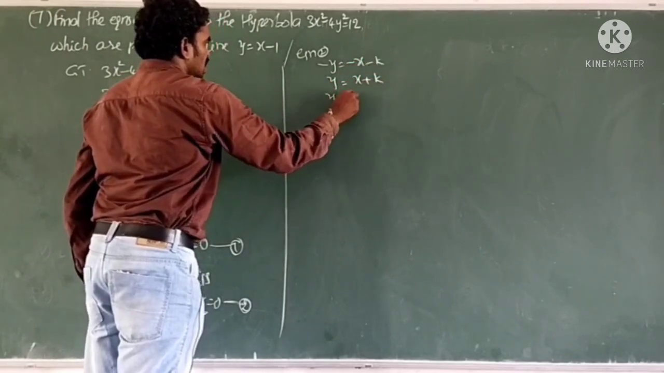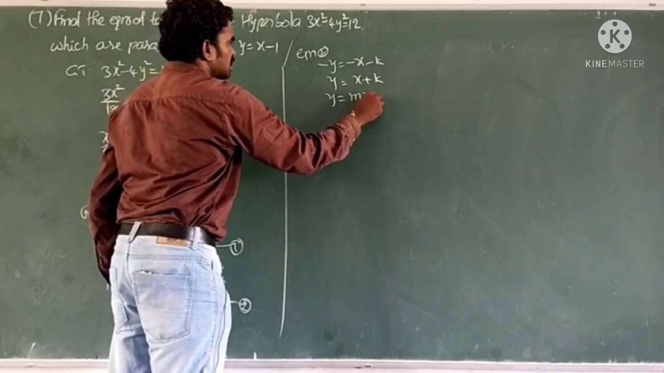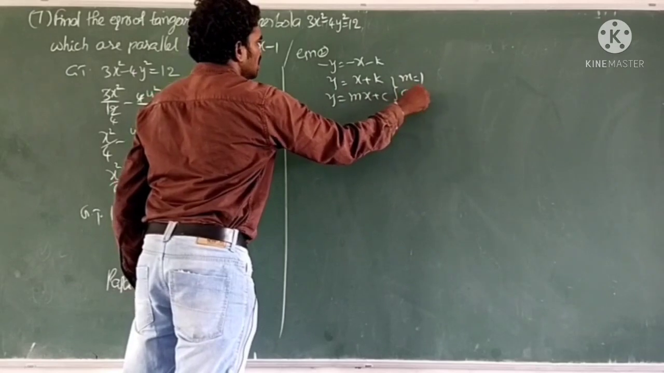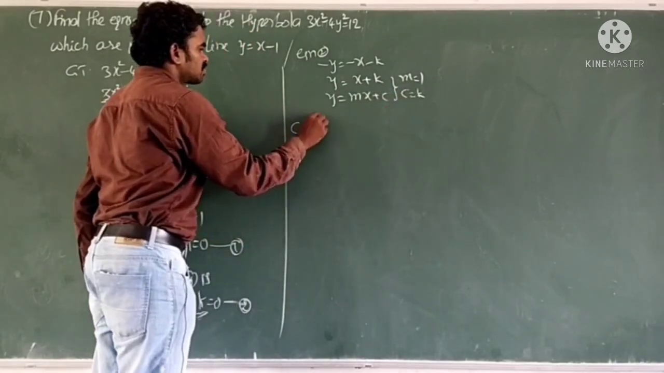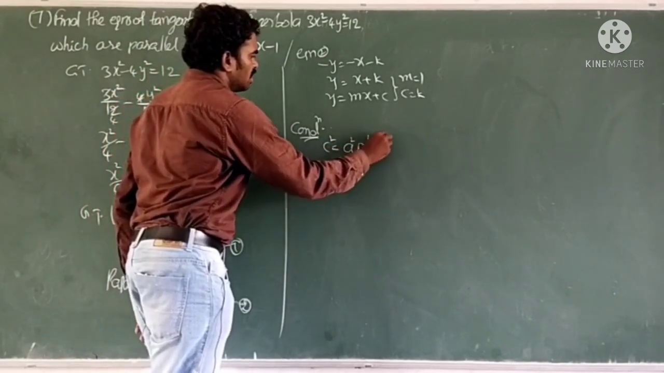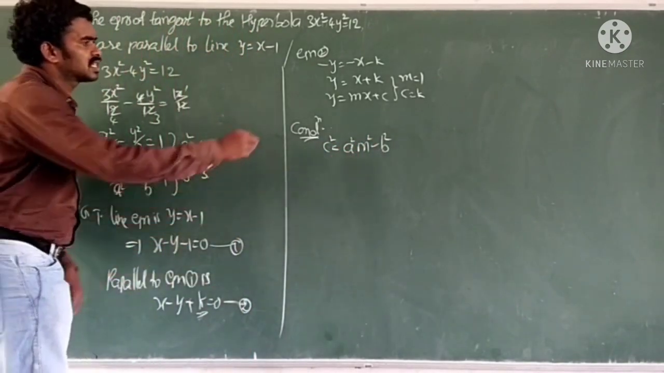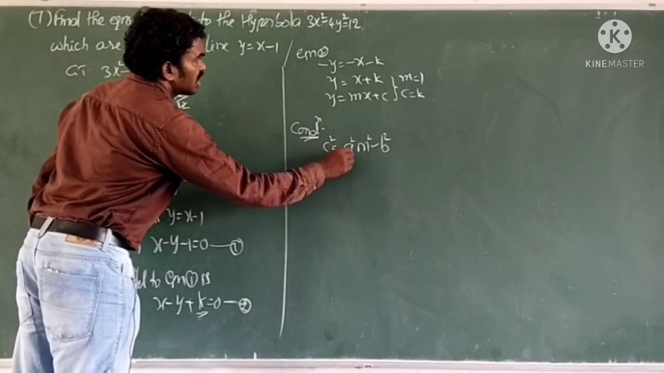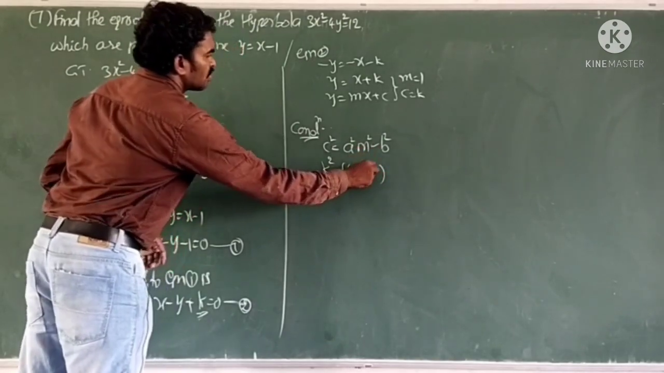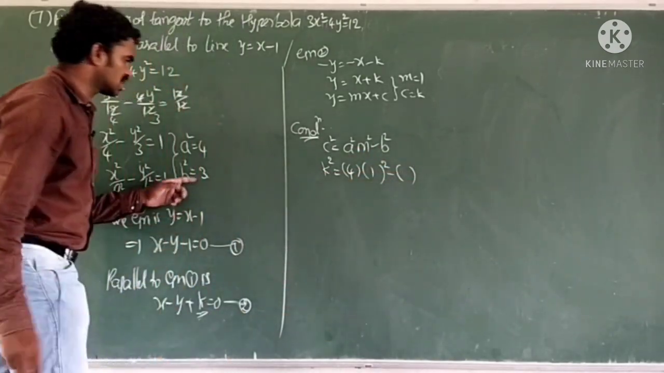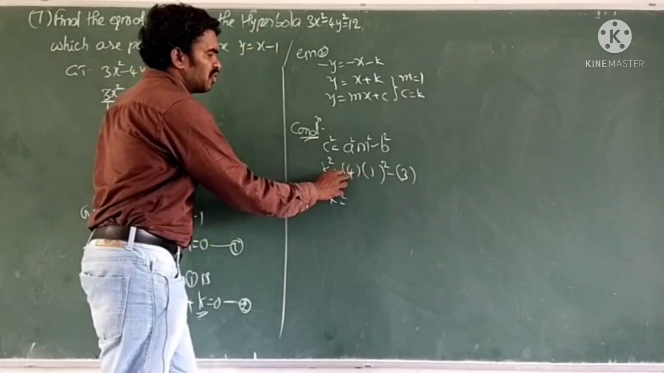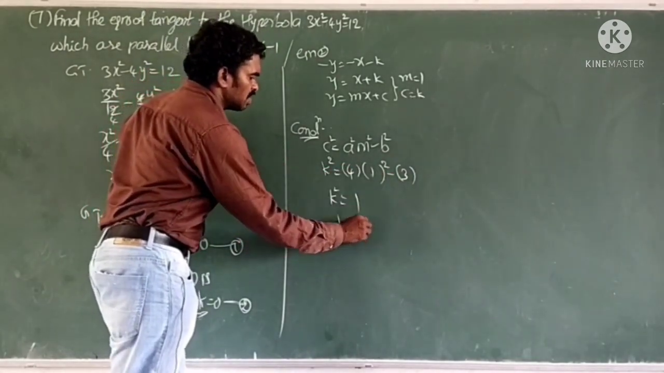So now comparing with y equal to mx plus c, the m value is 1, the c value is k. Now use the condition. What is the condition? C square equal to a square m square minus b square. C means k, so c square means k square. A square means 4, m square means 1 square, minus b square means 3. So k square equal to 1 into 4, 4 minus 3, 1. So k equal to plus or minus 1.